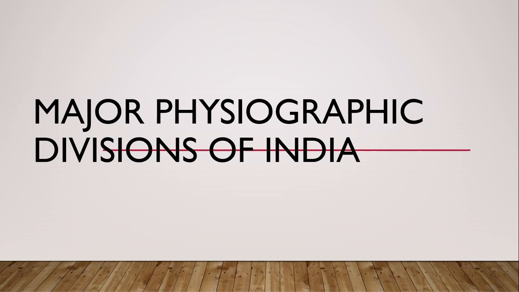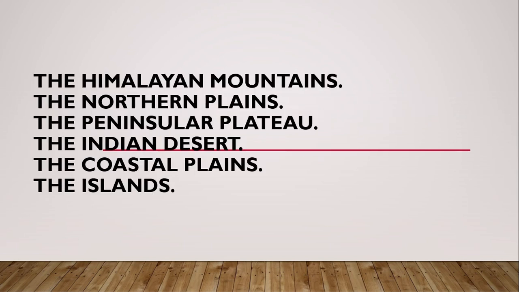Actually, students, India is divided into 6 physiographic divisions on the basis of the varied physiographic features. So they are northern and northeastern mountains, northern plain, peninsular plateau, Indian desert, coastal plains and islands. So let's learn about the Himalayan mountains.